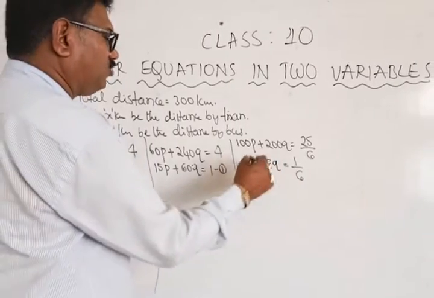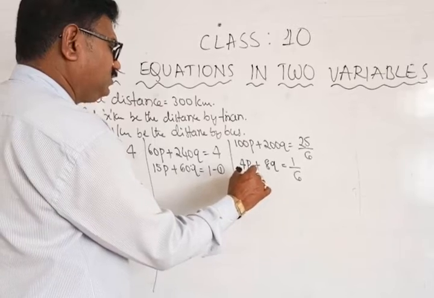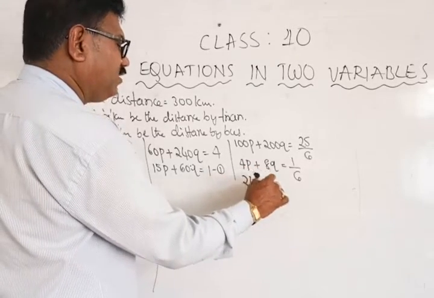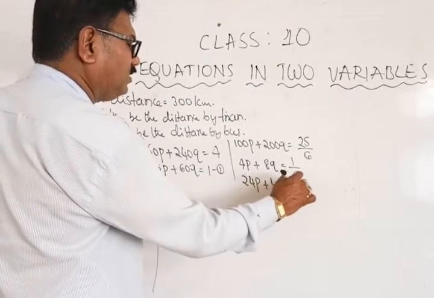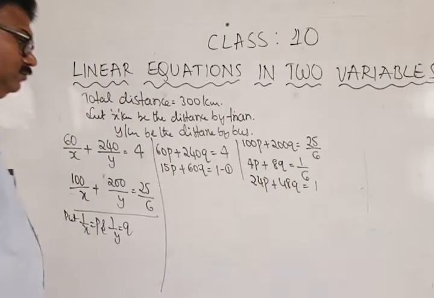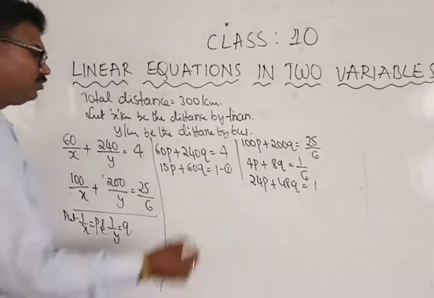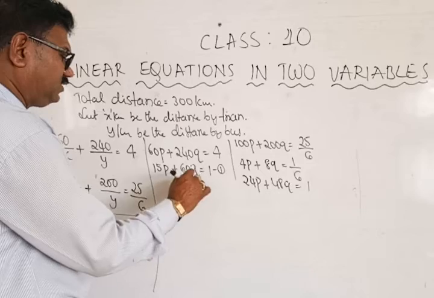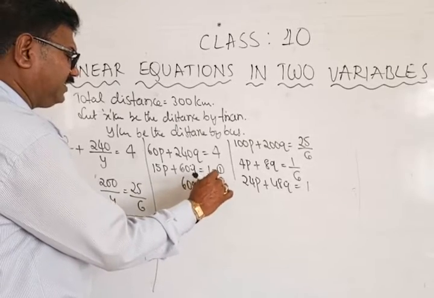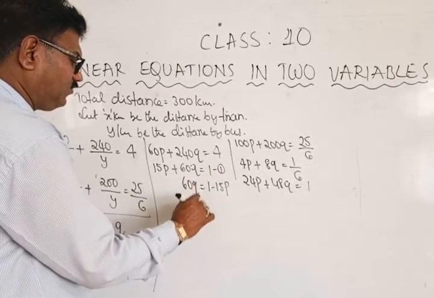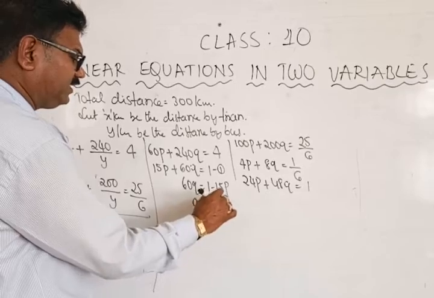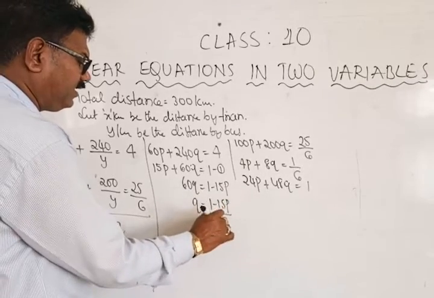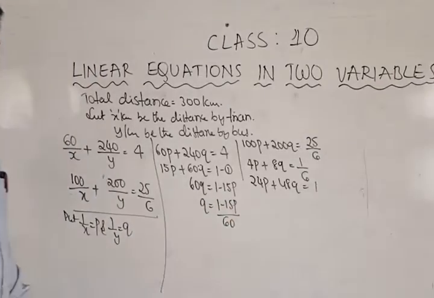Next, multiply throughout by 6. 24p plus 48q equal to 1. Now substitute. 60q equal to 1 minus 15p. Therefore, q equal to (1 minus 15p) divided by 60.